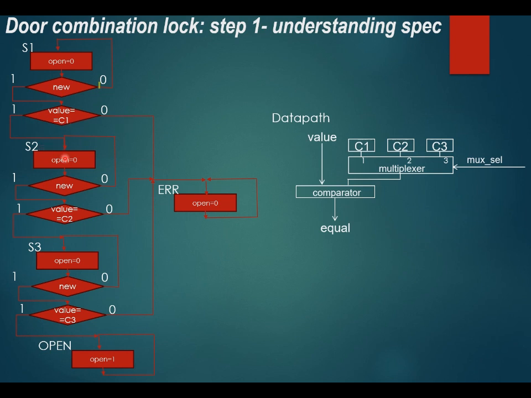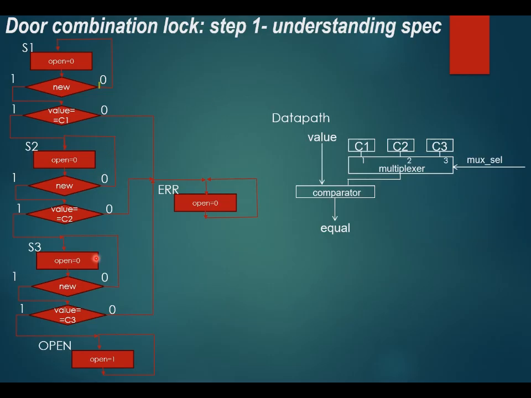If correct, then only you move to S2 to do the same process to check or compare the second digit of the password. And then if correct, only you go to S3 to check the third digit of the password, and if the third digit is correct, then it will enter the open state to open the door. But while checking every digit, once the system detects that one of the digits is wrong, it will move into the error state and lock the door and have a self loop there, which means the door will be locked forever until somebody comes and resets the system.